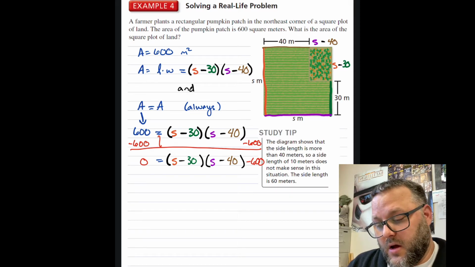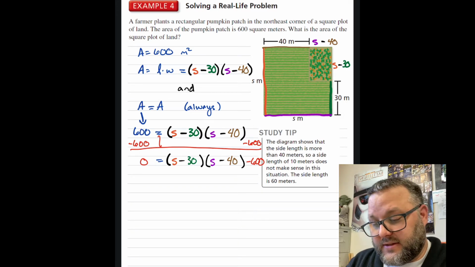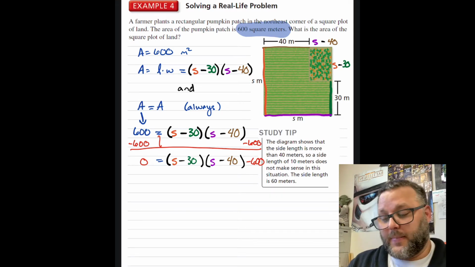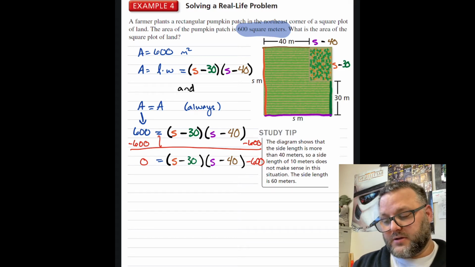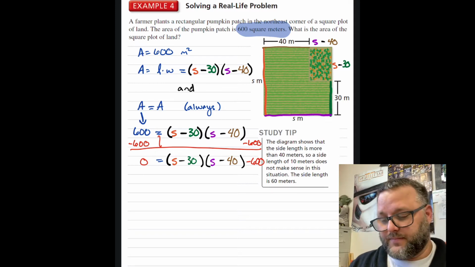So here we are taking the fact that we know it's 600 square meters, and that's our area. We also know that area for any rectangular shape is always length times width. So when we found our length of S minus 40 and our width of S minus 30, we multiply them. Now, I wrote them down opposite. We're multiplying, so overall it doesn't matter. We'll end up with the same answer.